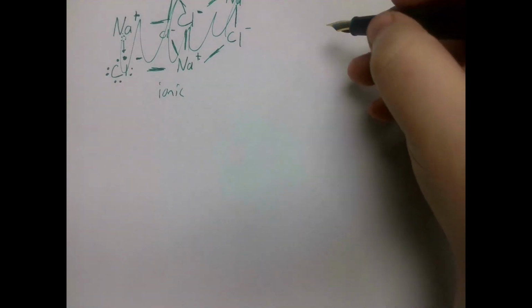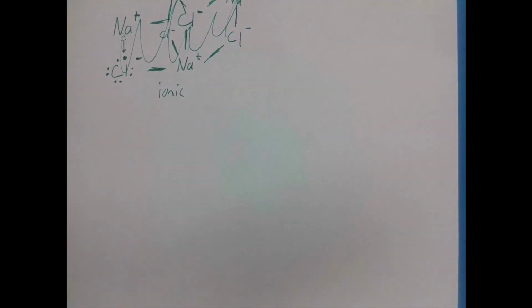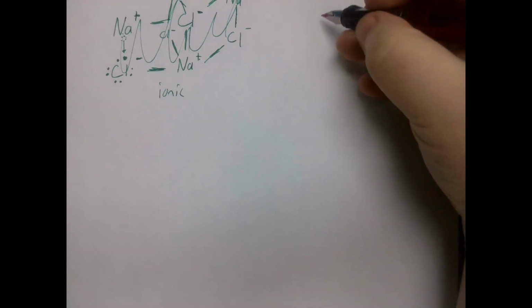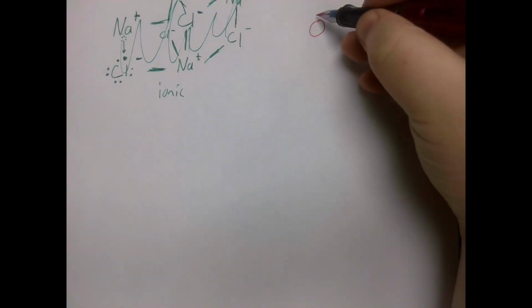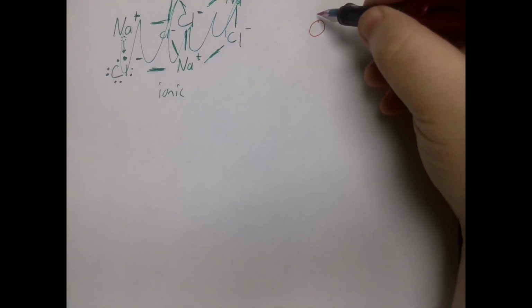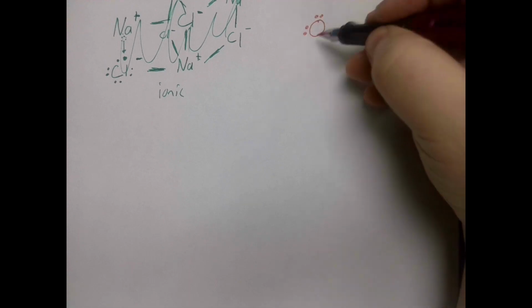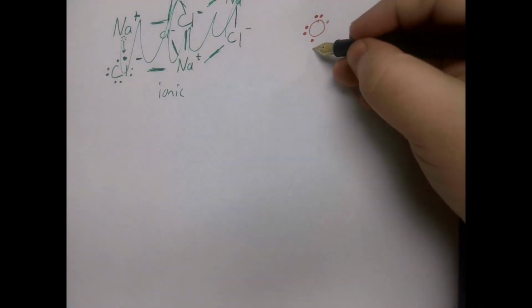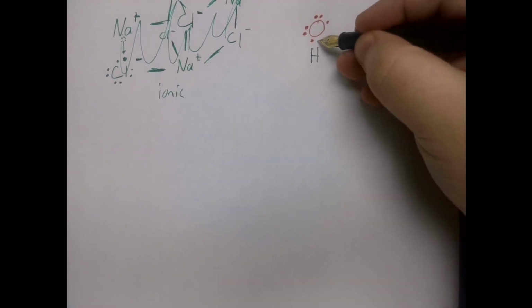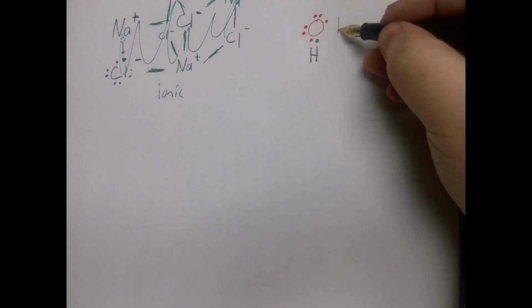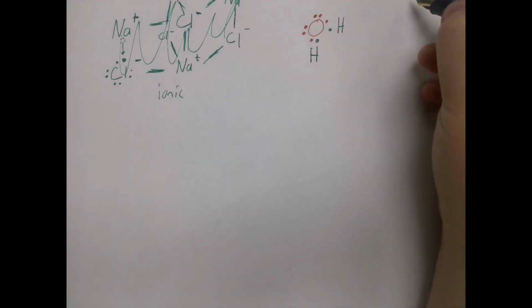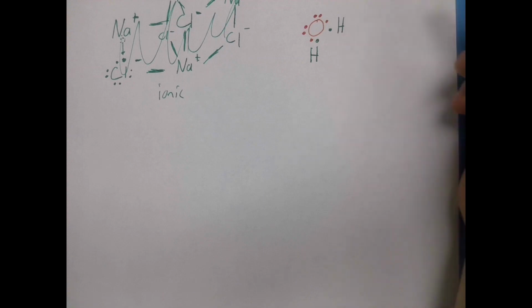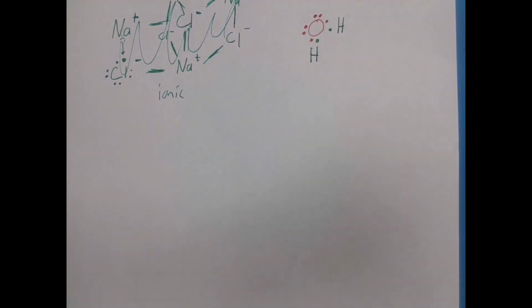Let's look at covalent. So water has how many valence? H2O. Oxygen has how many valence? 6. Hydrogen has how many? Remember, hydrogen is one of the exceptions. It wants 2 around its valence, while oxygen wants 8.